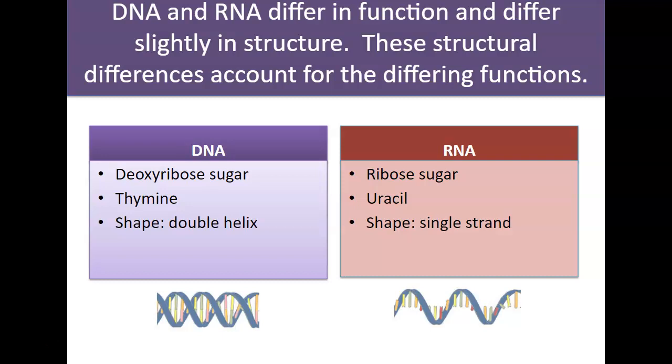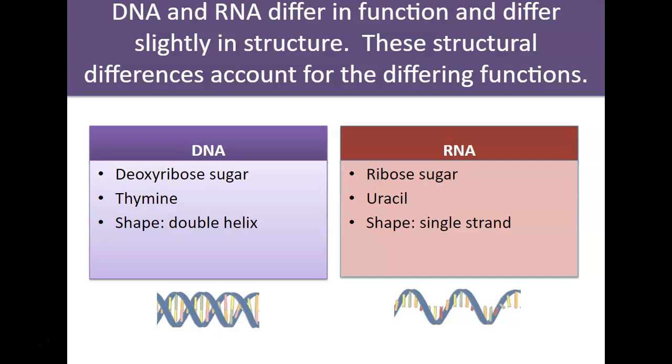Summing it up, DNA has deoxyribose, as I mentioned. RNA has ribose. Other things that I didn't touch on: DNA has the nitrogenous base thymine, or T. In RNA, it's a little bit different. Instead of T, they use U, or uracil.